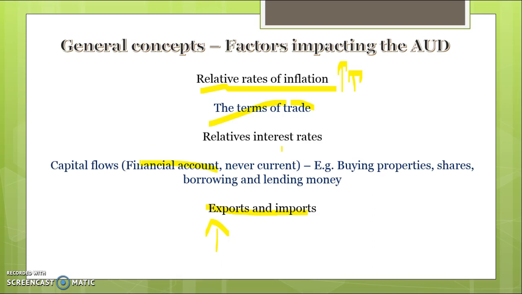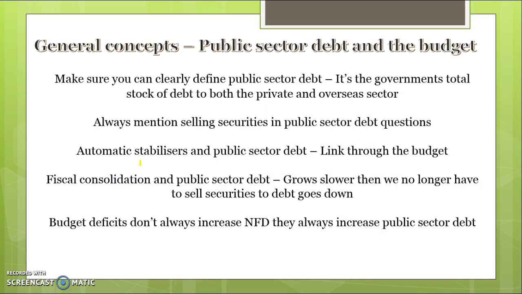So capital flows that would depreciate the dollar are if we buy properties overseas, if we buy shares in foreign companies, if we lend money to other countries because they get the money. They are all debits in the financial account. And on the flip side, things that would cause the dollar to go up are capital flows if others invest in property, if foreign entities invest in Australian companies, if we borrow money from overseas. So all the credits in the financial account. Make sure you know your factors impacting the dollar really well.